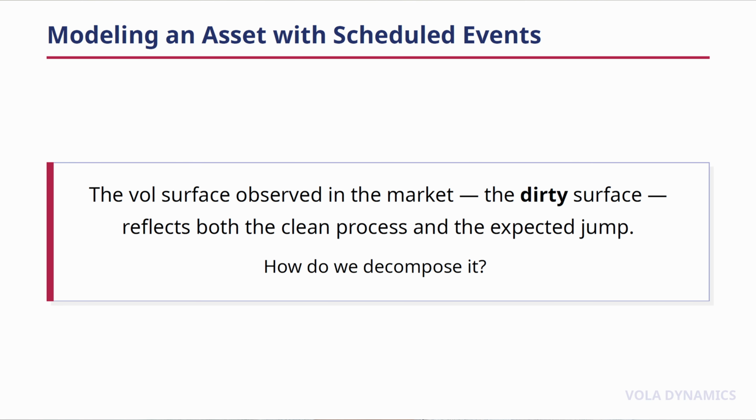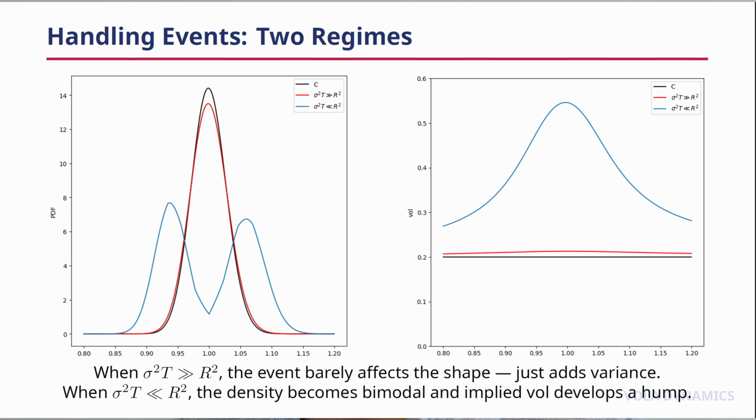It's useful to consider two limits. In the first limit, the variance of the event, basically the return on the announcement squared, is much smaller than the total variance of the clean process, sigma squared t, where sigma is the clean volatility. However, if the variance of the jump on the event announcement is much larger or comparable to the total variance of the clean process, explicit modeling by model jump is important.